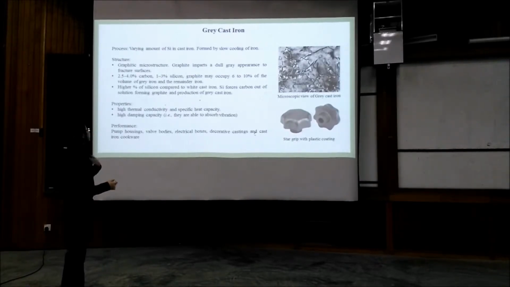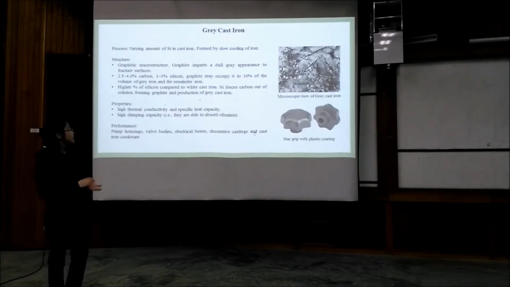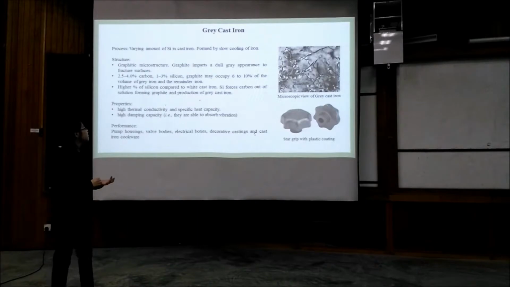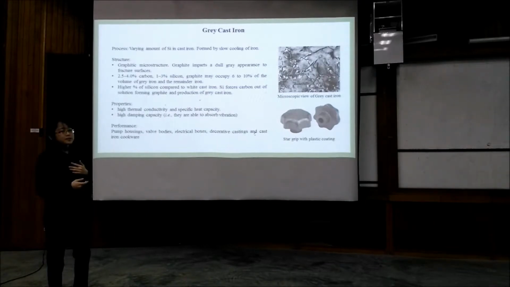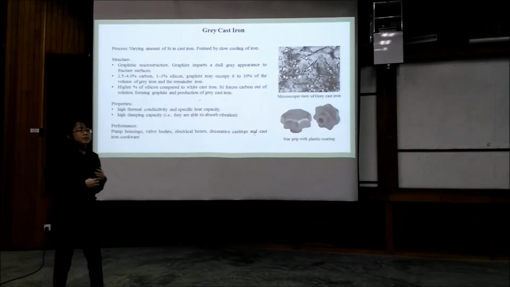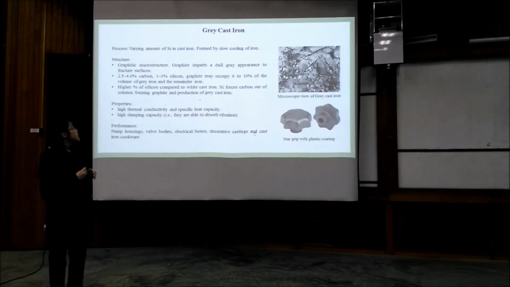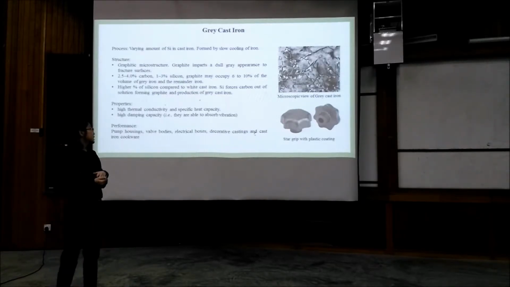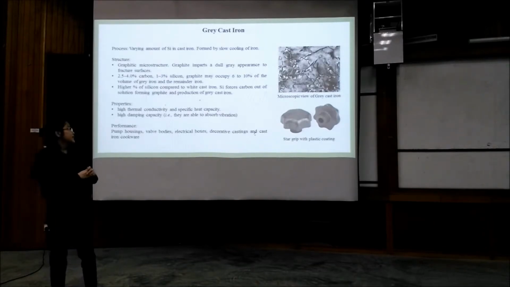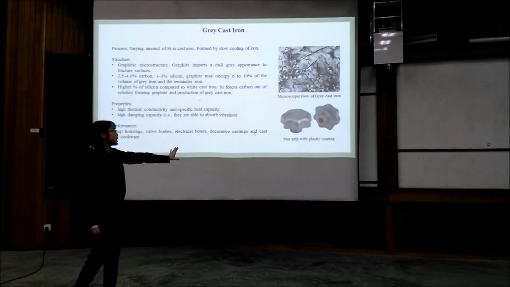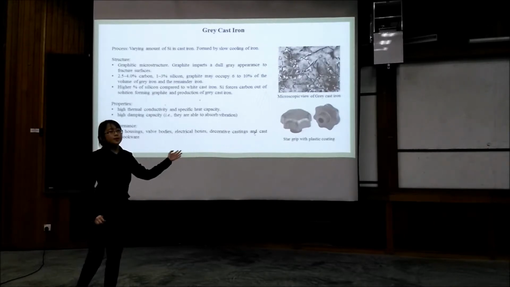So then, because of the higher percentage of silicon, the graphite forms, and so also the production of grey cast iron. The properties of grey cast iron are a high thermal conductivity and also a high specific heat capacity. Grey cast iron also has a high damping capacity, which means it can absorb vibrations well. Cast iron is also used in pump housings, valve bodies, electrical boxes, decorative castings, and also cast iron cookware. This is one example of grey cast iron, a star grip with plastic coating.